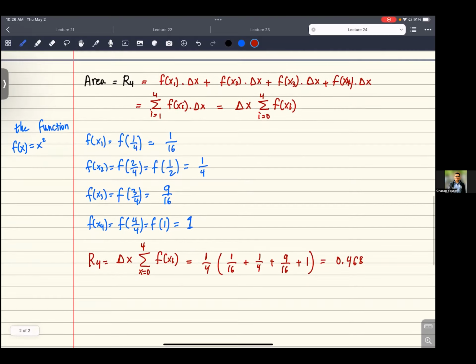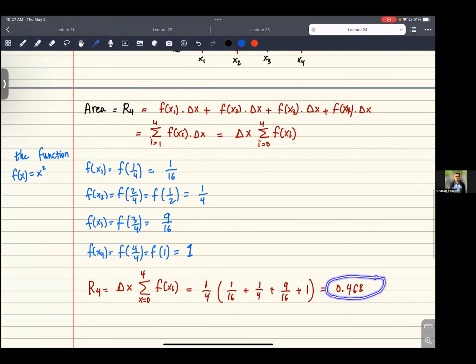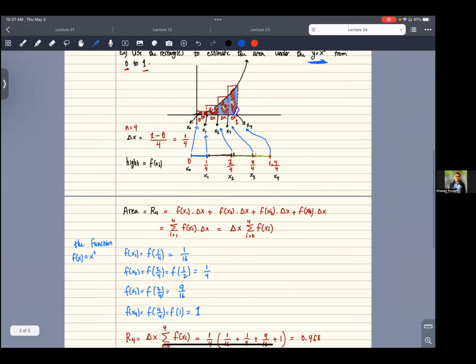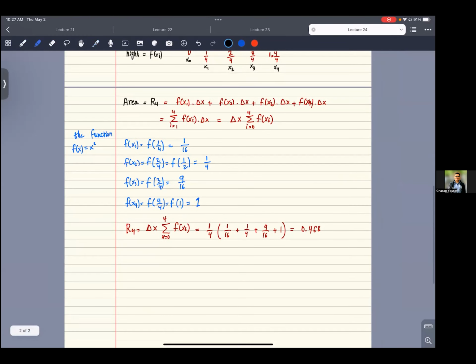Okay. By the way, this is an estimate of the area. So what's the correct area here? This is an upper estimate, actually. It's not just an estimate, it's an upper estimate. So what is the correct area? It is under this, below this. So the area under the curve is smaller than this value.